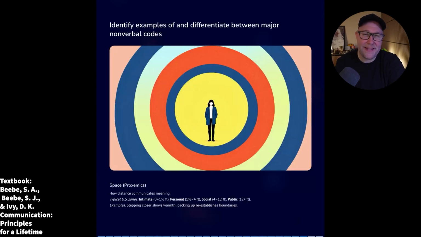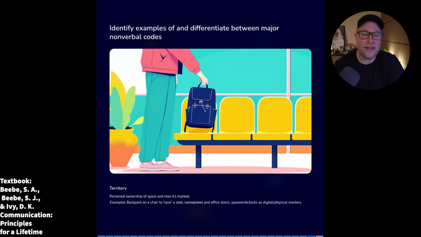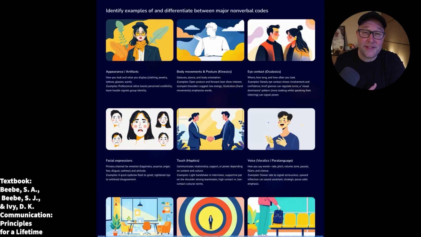Another word for space is proxemics, and this is how distance communicates meaning. The spaces to know here are that intimate is 0 to 1.5 feet, personal is 1.5 to 4 feet, social is 4 to 12 feet, and public is 12 feet or over. And this is important to know, for example, because stepping closer can signal warmth. Backing up can reestablish boundaries. Territory is perceived ownership of space and how it's marked. For example, a backpack on a shared table to save a seat, nameplates, and office doors.